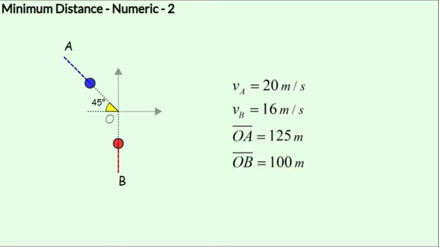They approach the origin as shown, A with a speed of 20 meters per second and B with a speed of 16 meters per second. We have to find out if A and B would collide. Now we could do this easily using the motion equations. But the idea here is to demonstrate how this can be done using the concept of the velocity of approach.